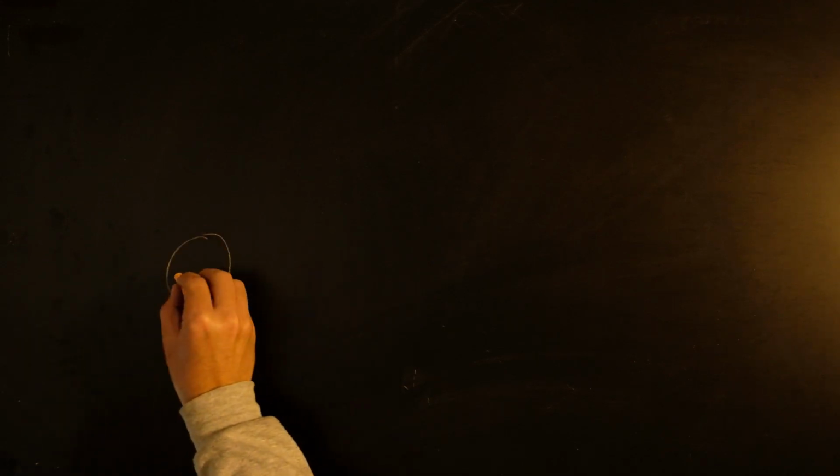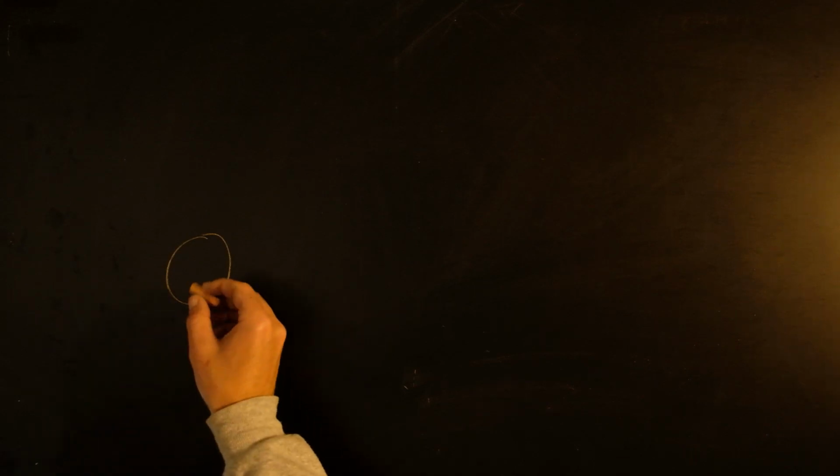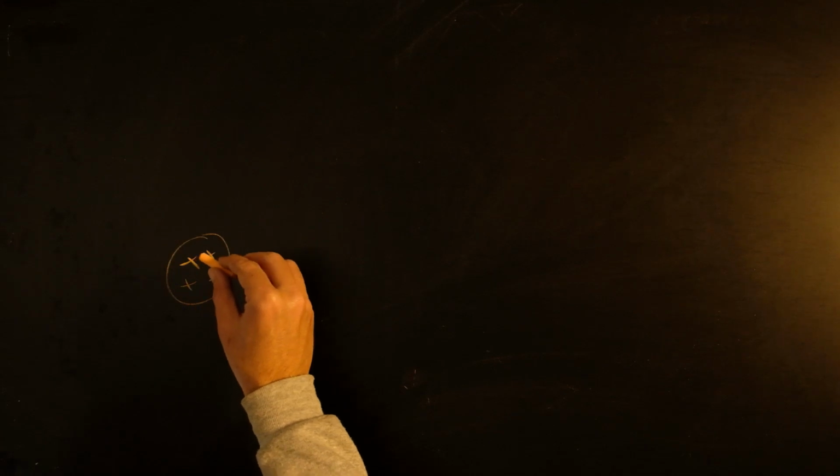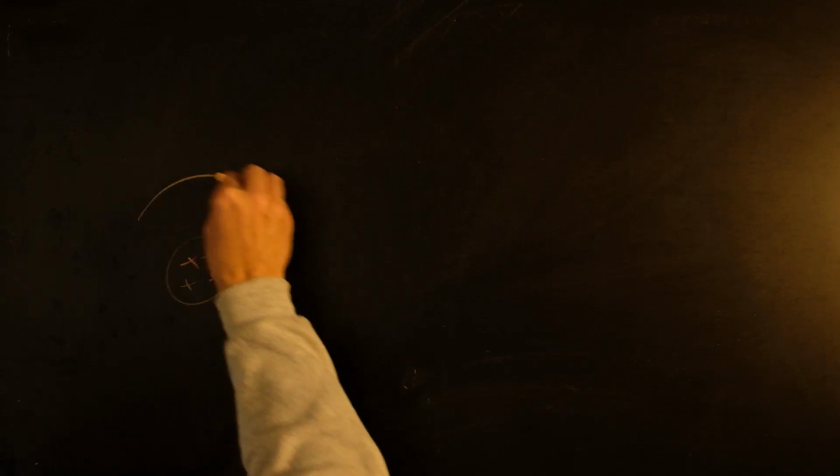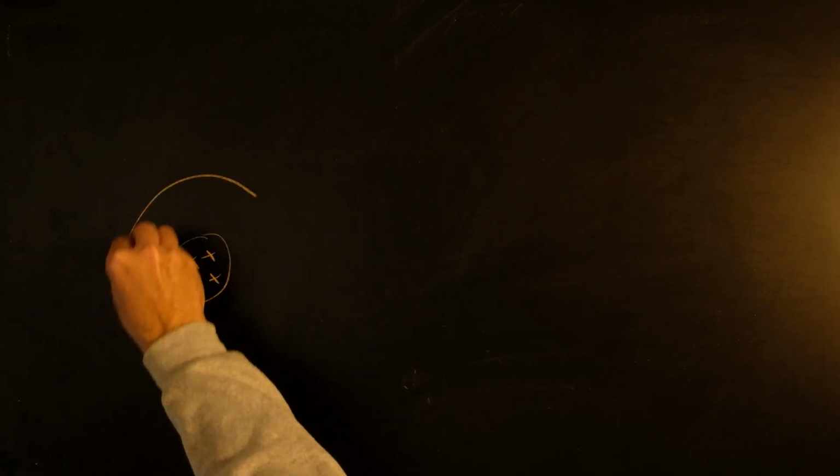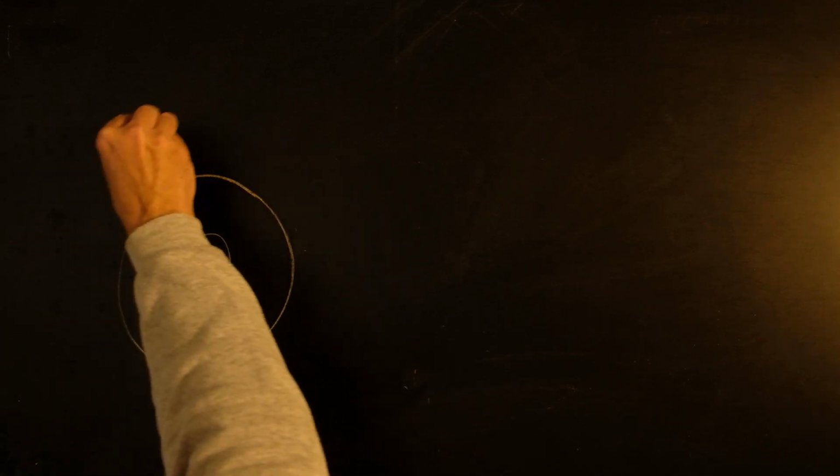Let's start with a simple atomic structure. For a simple atomic structure, we have a core at the center, and there are protons inside the core. And we also have electrons. Electrons are orbiting around the core.